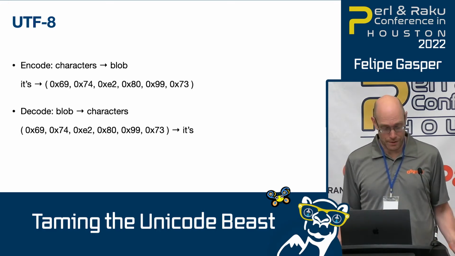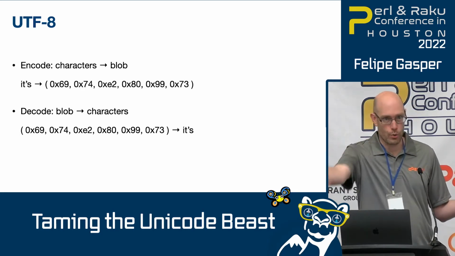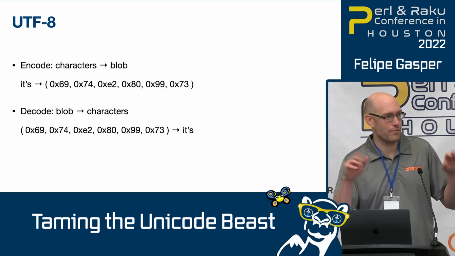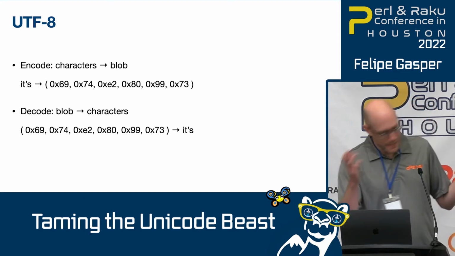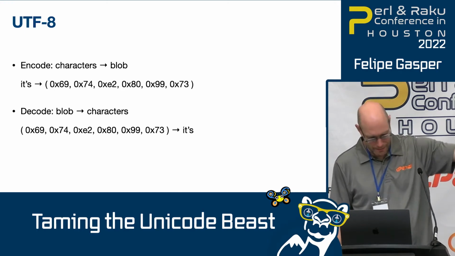UTF-8 is the exact same situation. If I start off with characters and I want bytes, I encode to go from characters to a blob. Blob, bytes, I kind of fudge the difference between the two in the slides. Decode, of course, is the inverse operation. I start off with some bytes and I come up with characters.